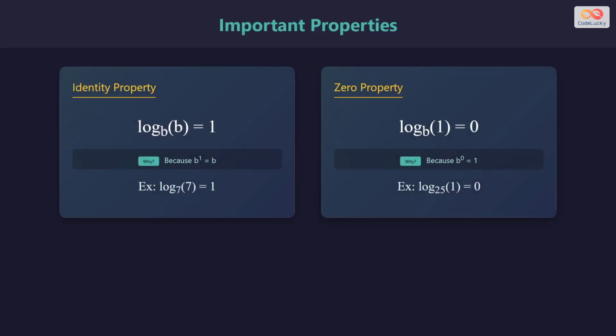There are two special properties that save time. First, the identity property, log base b of b is always 1 because any number to the first power is itself. Second, the zero property, log base b of 1 is always 0 because any base raised to the 0 power equals 1.